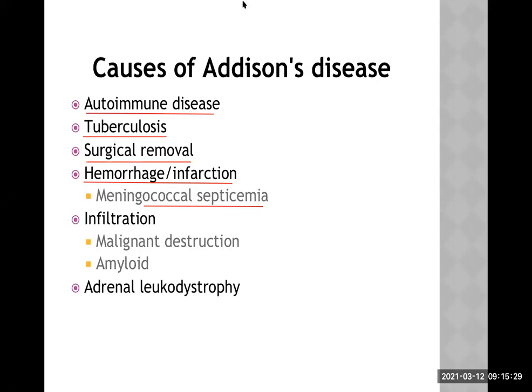Another cause is infiltration by malignant tumors and amyloid. The common one is metastasis of a malignant tumor to the adrenal gland, which can destroy it. And amyloid is an abnormal protein present in the body in response to chronic inflammation and infection. It is a protein formed by the liver.